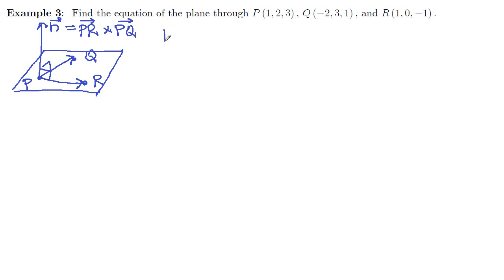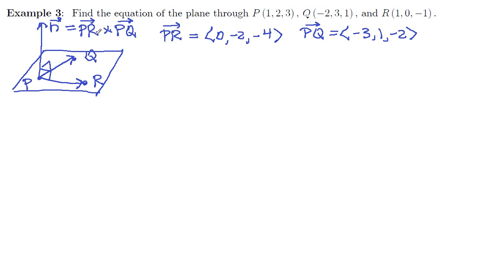So let's go ahead and find PR. So let's see, P to R, we're going to do end minus start. So 1 minus 1, 0. 0 minus 2, negative 2, and negative 1 minus 3, negative 4. And then we need PQ. So end minus start again. So negative 2 minus 1, negative 3, 3 minus 2, 1, and then 1 minus 3, negative 2.